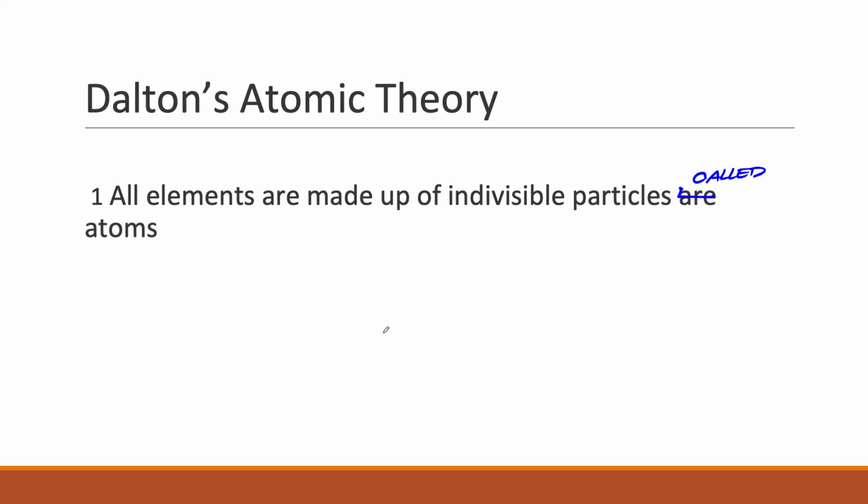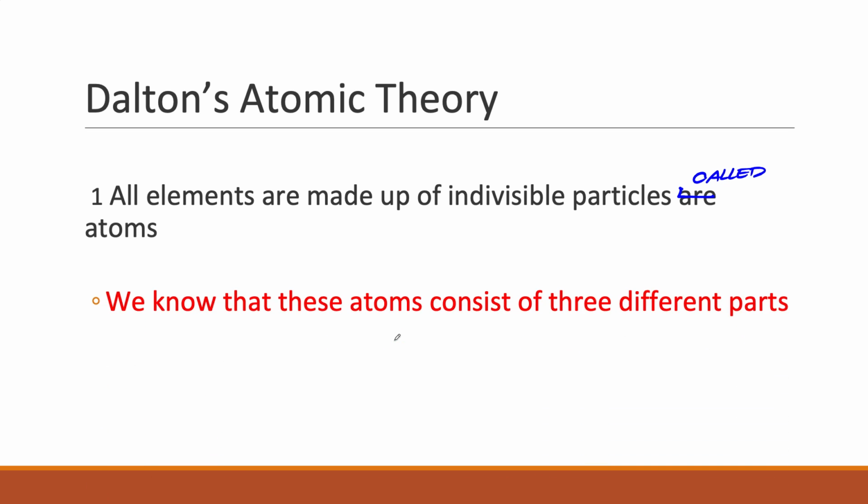So they're called atoms. So we're talking about these small little things that cannot break apart. And he borrowed this from the Greeks and just restated this atomic theory as, this is true. But we also know that we're going to show you in this chapter that these atoms consist of 3 different parts. And we're going to talk about the protons, neutrons, and electrons.